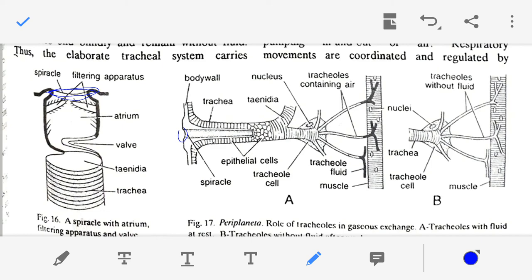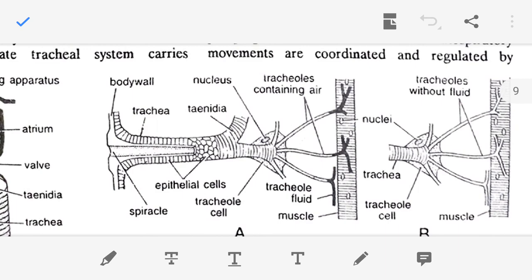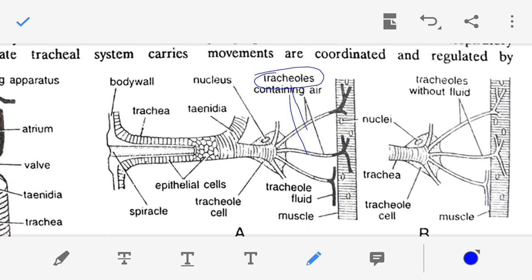Now when we go inside this spiracle, if we imagine we are entering into this spiracle, then we will reach into the trachea. So this tube in which the spiracle is opening is known as the trachea. Now, as you can see, this trachea is branching. So many branches are arising from this trachea. These new small branches are known as the tracheoles. So these are all tracheoles.